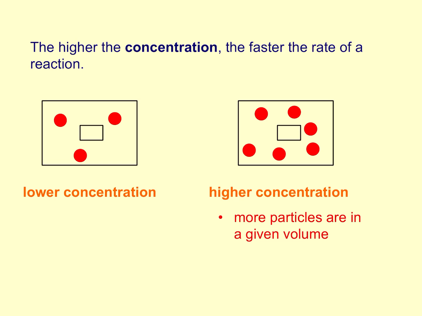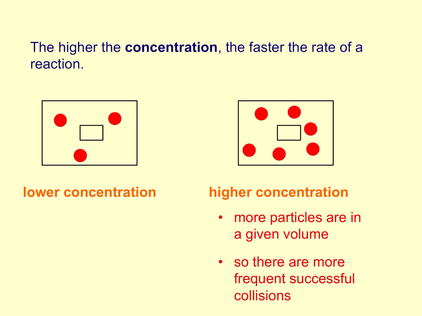So what would be a consequence of there being more particles in a given volume? Why would that make the reaction faster? And here's that sentence again. There will be more frequent successful collisions. So if we have a higher concentration of a liquid, there are more particles in a given volume, there are more frequent successful collisions, so the reaction will be faster.